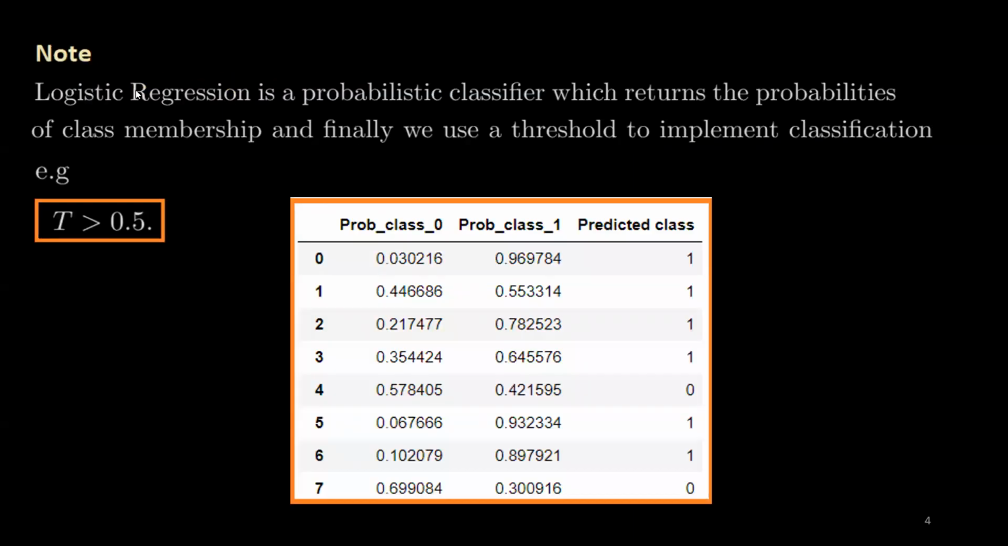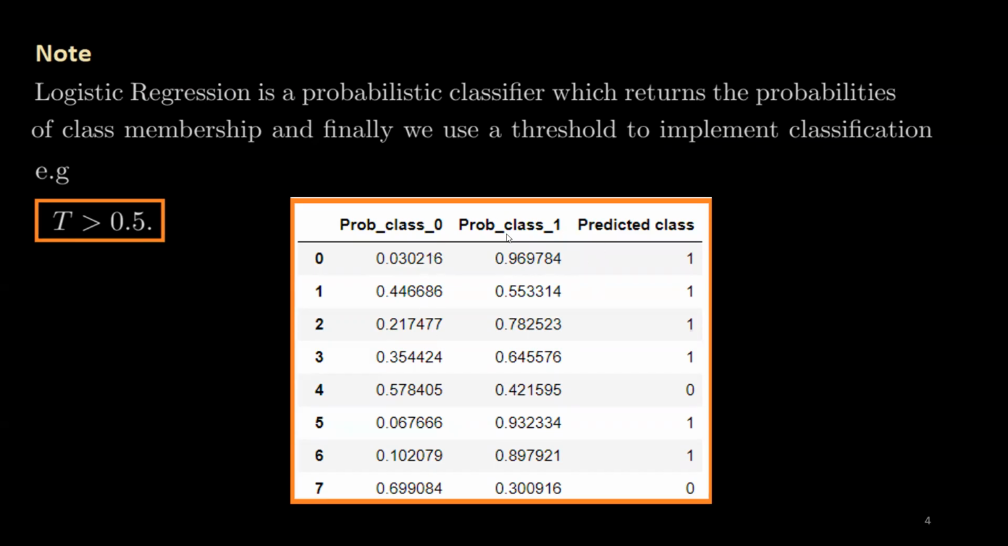So basically, what is logistic regression doing? Logistic regression is doing classification. Now, the important concept is that it is a probabilistic classifier. What does it mean? Logistic regression returns the probabilities of class membership, and finally, we use a threshold to implement classification.